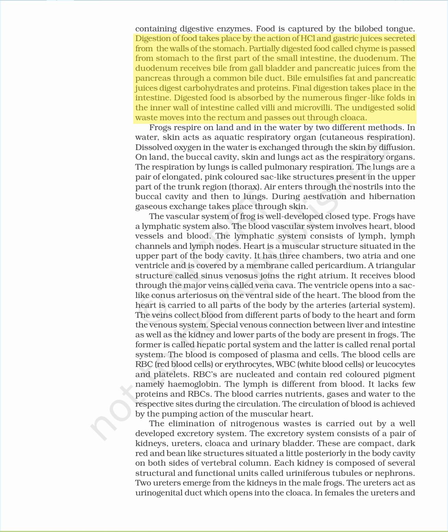Digestion of food takes place by the action of HCl and gastric juices secreted from the walls of the stomach. Partially digested food called chyme is passed from the stomach to the first part of the small intestine, the duodenum. The duodenum receives bile from the gallbladder and pancreatic juices from the pancreas through a common bile duct. Bile emulsifies fat and pancreatic juices digest carbohydrates and proteins.